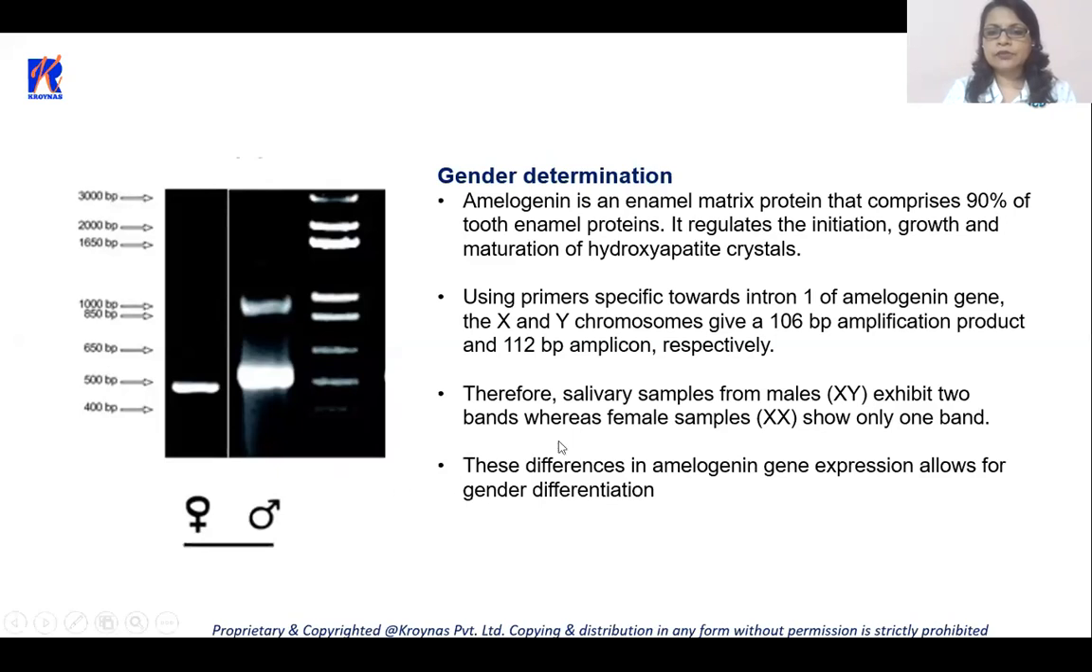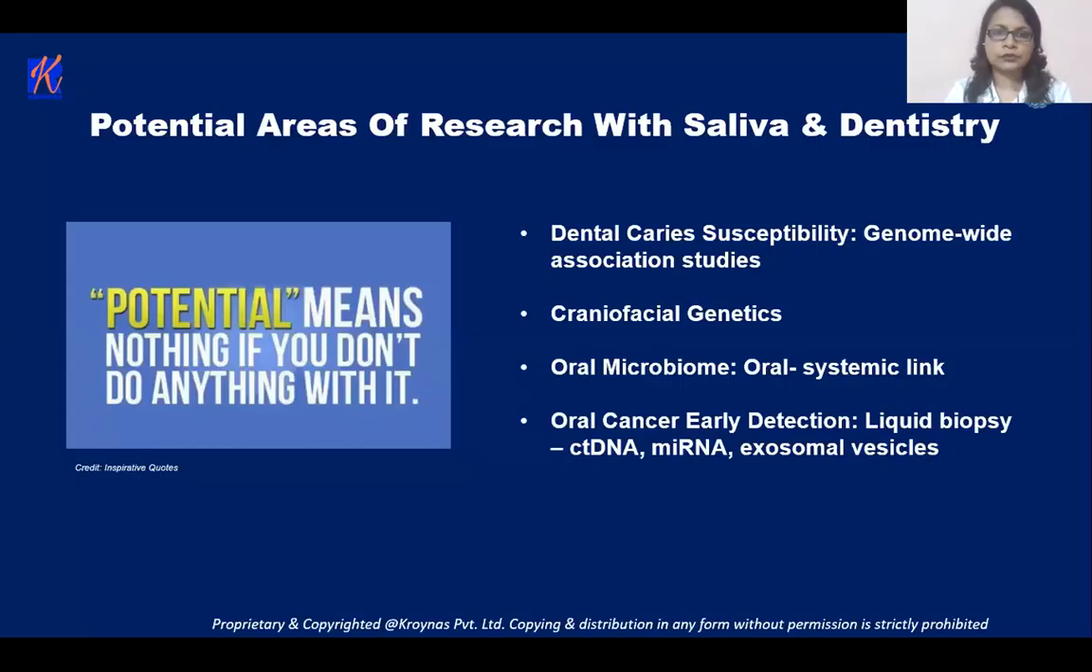If you just take saliva samples and analyze the amelogenin of a particular area, I'm not going into those details, in the case of females you get just one band. In the case of males, you get two bands. It's that simple. So these differences in amelogenin gene expression straight away give you an idea of gender differentiation. So that is how you can do it.